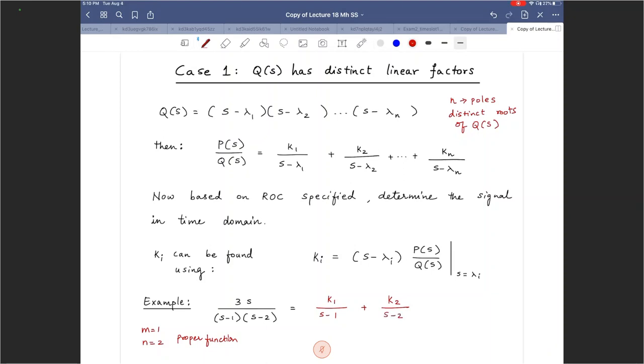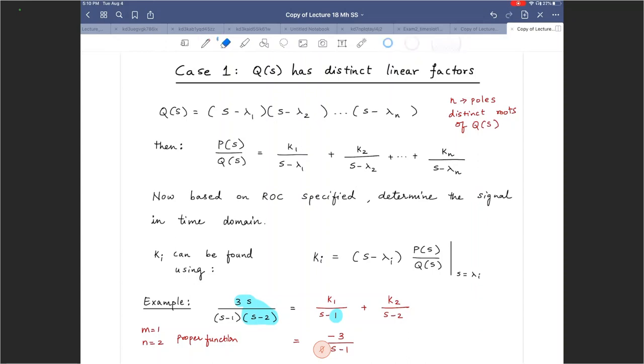Now I can find k1 by evaluating. If I multiply s minus 1 with this, what do I have? I essentially will have this part that remains, and I would plug in s equals lambda sub i. So plug in 1 there, right? If I plug in 1 there, I'm going to get 3 times 1 divided by negative 1. So that's negative 3. So here I can continue with negative 3 divided by s minus 1. That would be my first partial fraction.